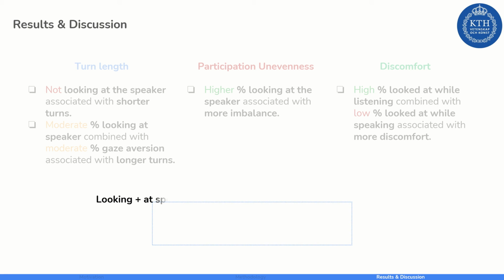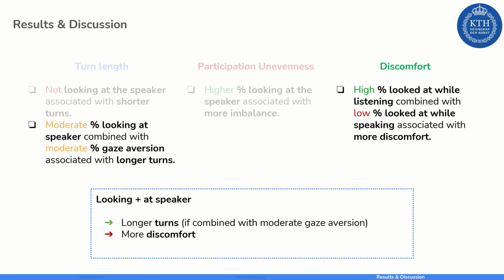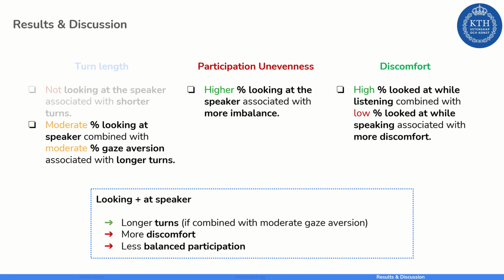Now, the results are interesting, but let me give you a specific example of a recommendation that might be used. If the goal of the interaction is to produce longer turns, then we are interested in developing a behavior that looks more at the speaker, but also combines it with some moderate gaze aversion. However, this may come at the expense of causing more discomfort in the human and also having a less balanced participation.